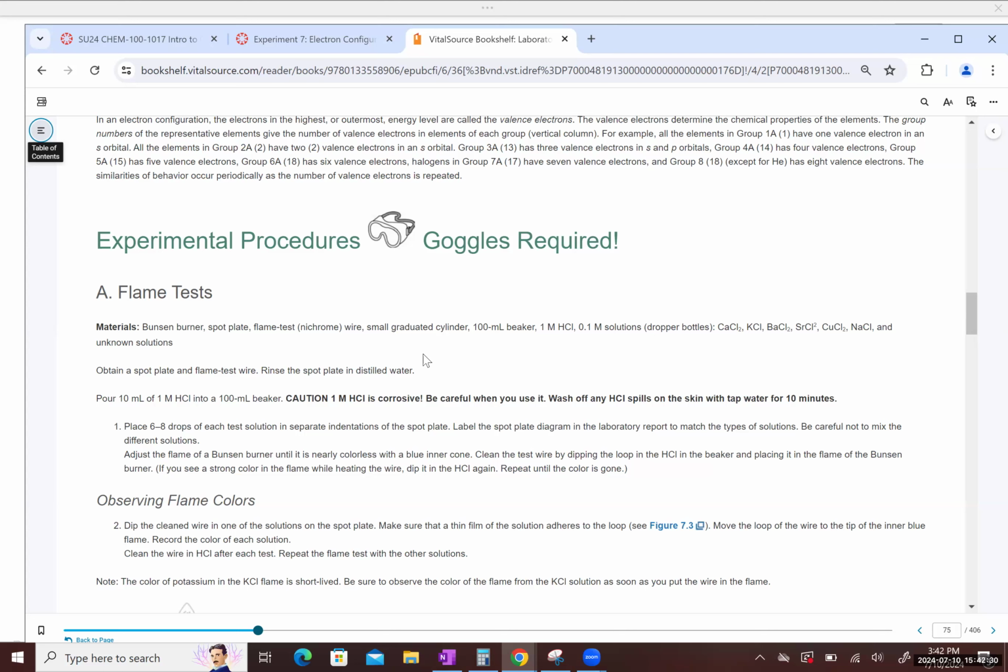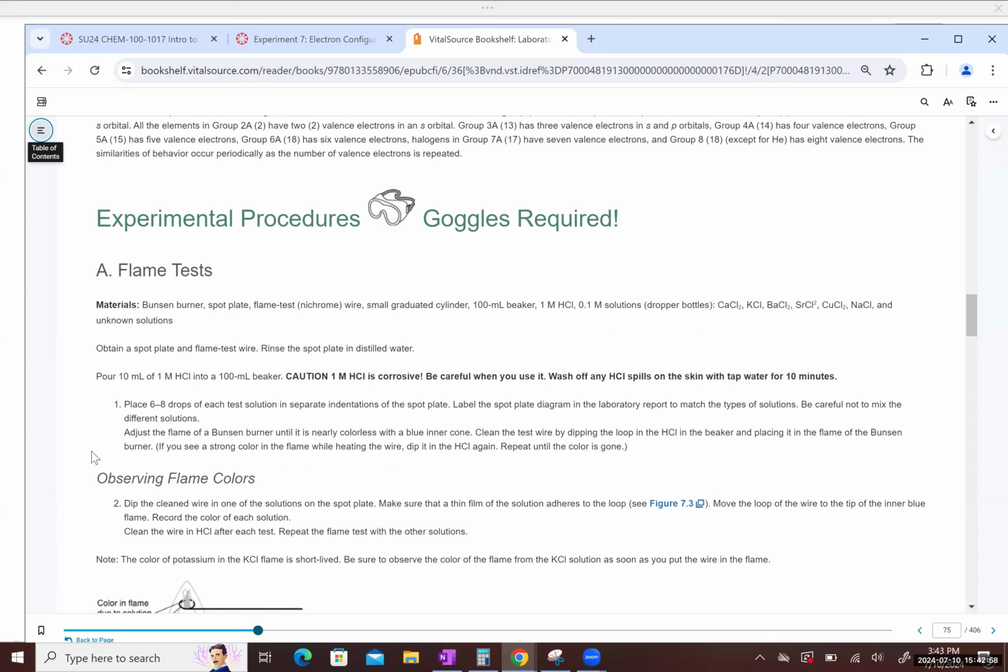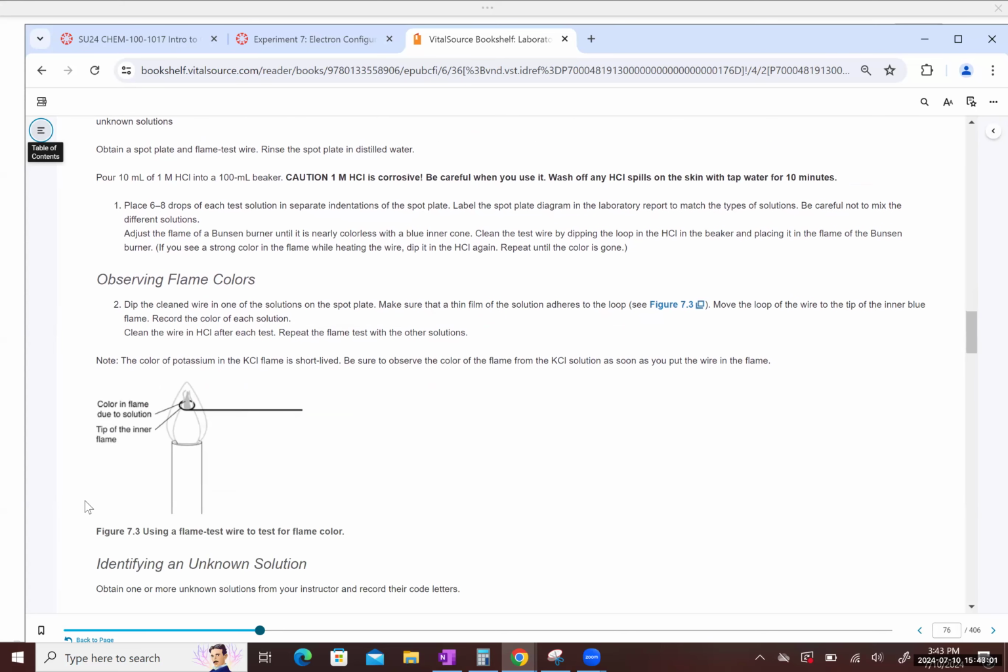In this case, if we were working on this lab in person, we'd obtain a spot plate and a flame test wire. We would clean the flame test wire. We'd then place 6 to 8 drops of the test solution into the spot plate. And in turn, we label where we put each of the solutions in our spot plate. From there, we generate a reasonably strong Bunsen burner flame. And from here, we're ready to begin observing the flame emission colors.